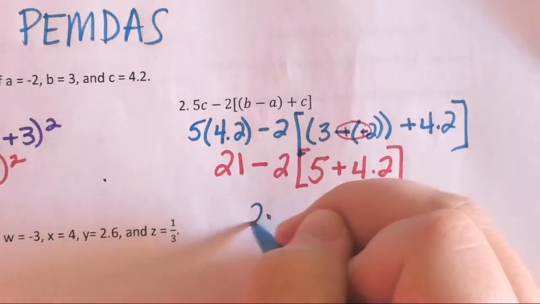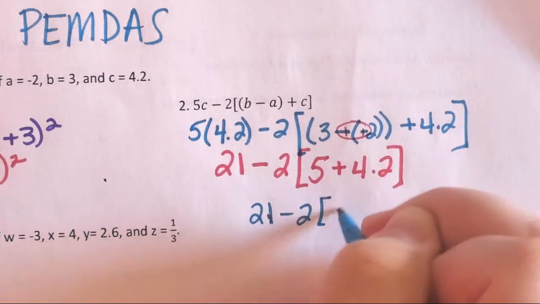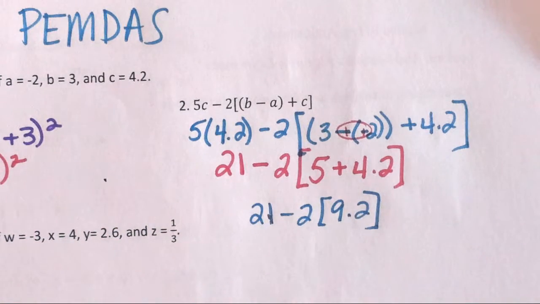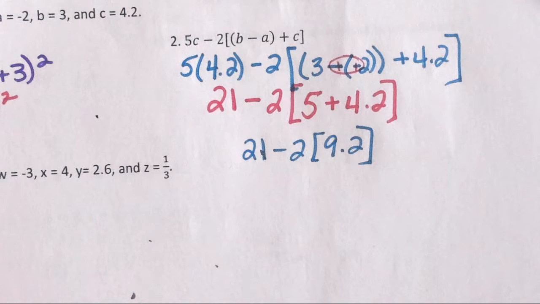Okay, so she adds, she gets 9.2. What is her final answer? 10.6. Anyone else get 10.6? 2 points. And if you fixed it, give yourself a point.